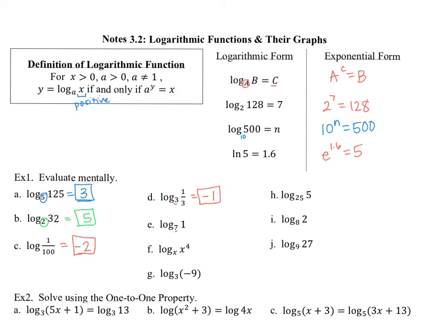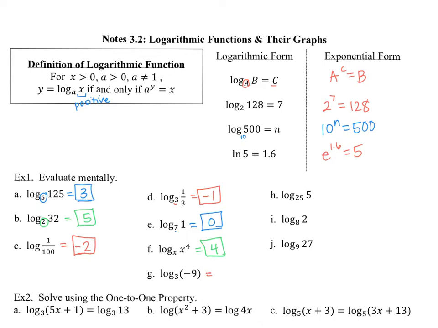Okay, 7 to the something has to give me 1. 7 to the 0 equals 1. The log base anything of 1 is always 0. Okay, let's keep going. It says log base x. So x to the something equals x to the fourth. Well, obviously x to the fourth equals x to the fourth.